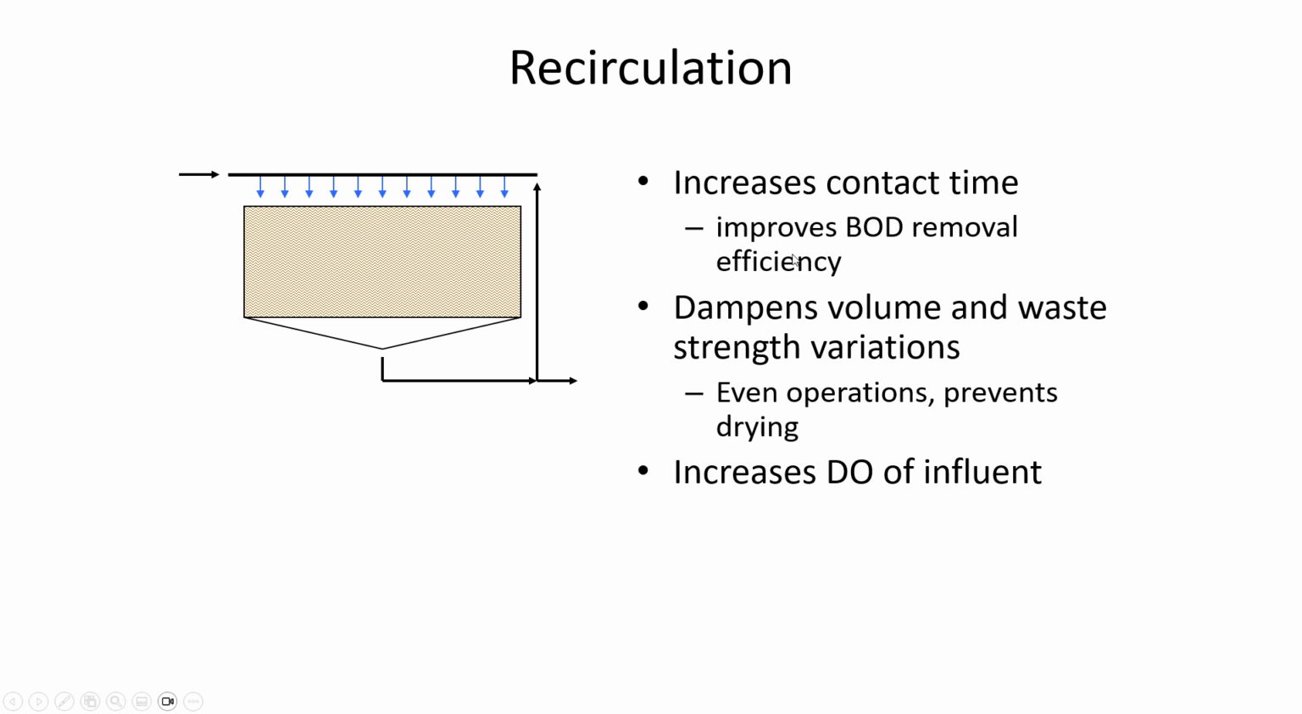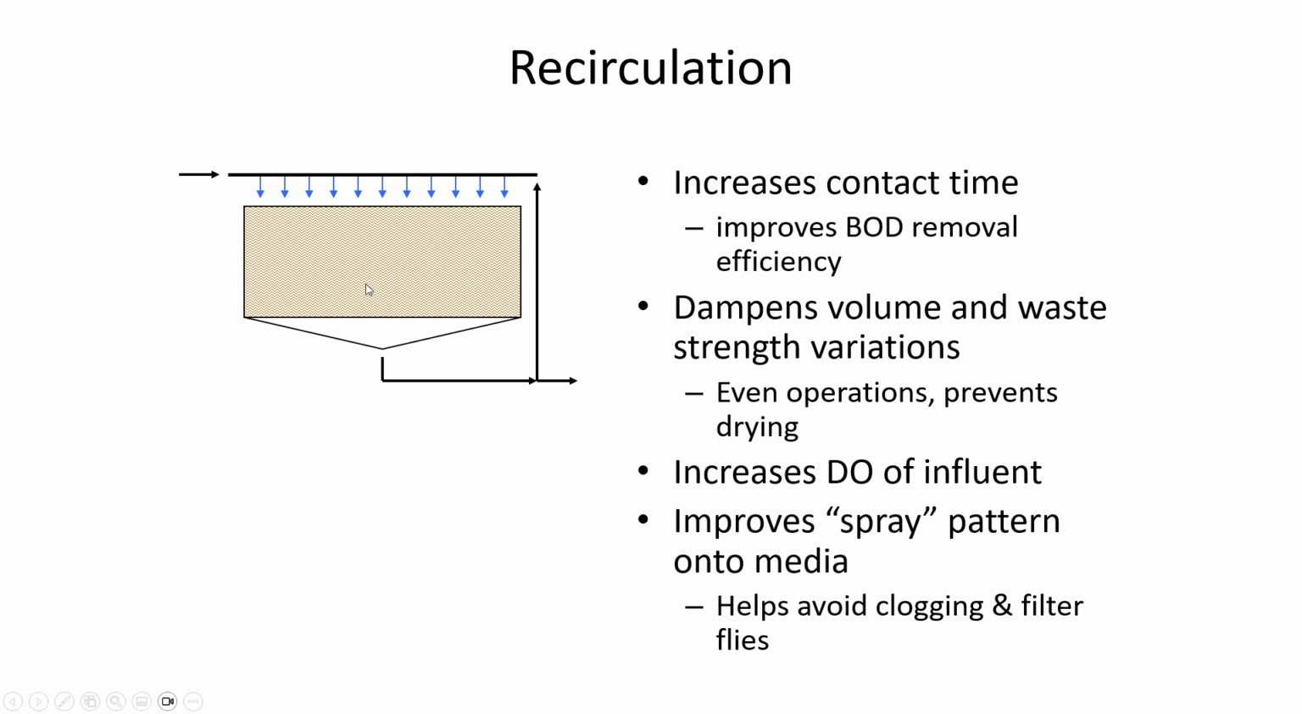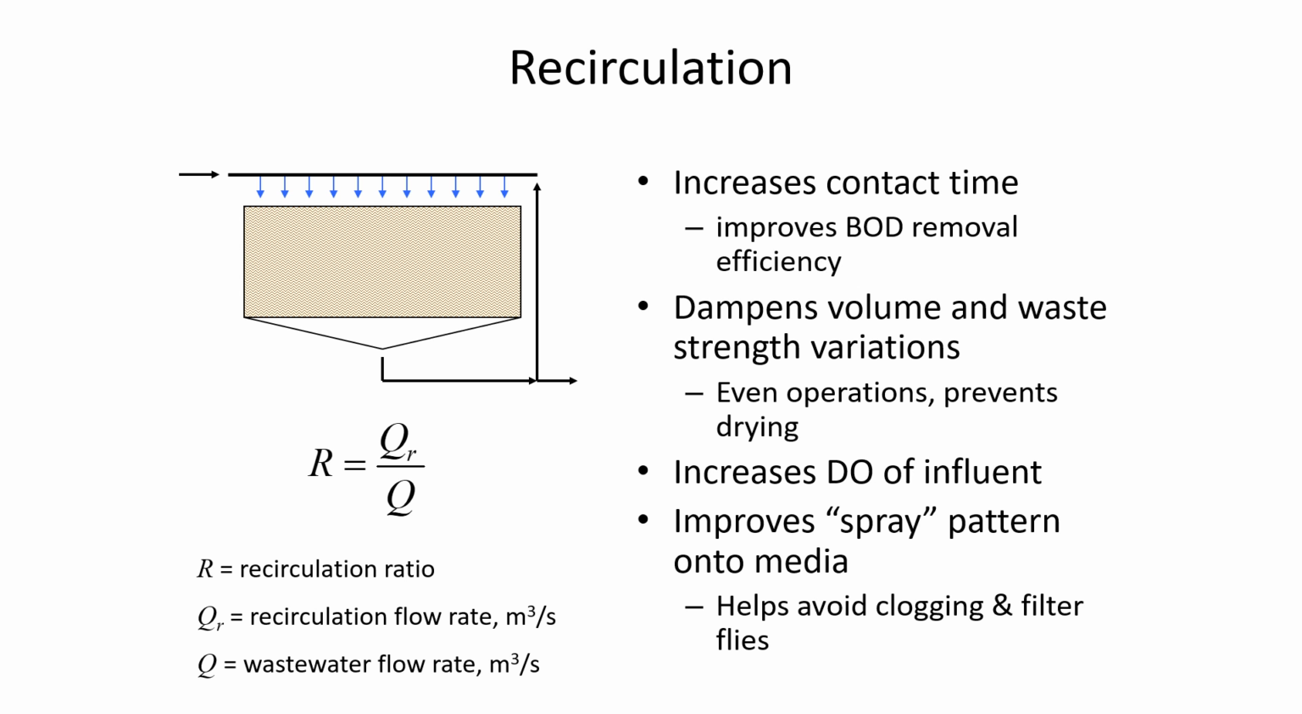The other nice thing about recirculation is that the water that comes off the bottom of the trickling filter usually has a much higher dissolved oxygen content than the water that's coming in from the primary clarifier. So the recirculated water increases the dissolved oxygen of the mixture that gets into the top of the trickling filter. And it can make it easier to spray and make sure that you've got adequate coverage over the entire surface area of the filter. So there's a parameter that will calculate the recirculation ratio, which is the flow rate of the recirculated stream relative to the overall flow rate going through the treatment plant, Q.